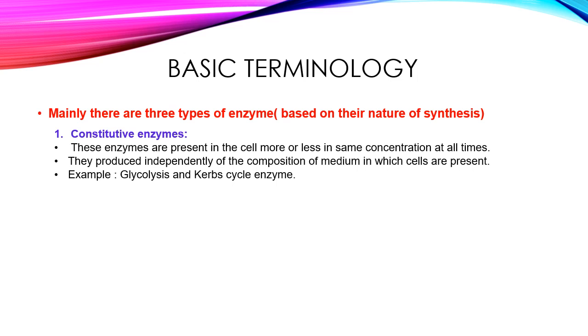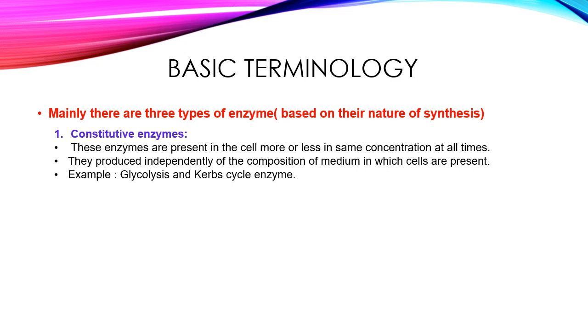So you take a cell and they are present in it, irrespective of the composition of the medium in which the cells are. They are very vital for the cell functioning, and you can tell that these are the enzymes which don't get regulated easily by any substance. That means their regulation is very specific. So the best example which I can give here is the enzymes which participate in glycolysis and Krebs cycle.